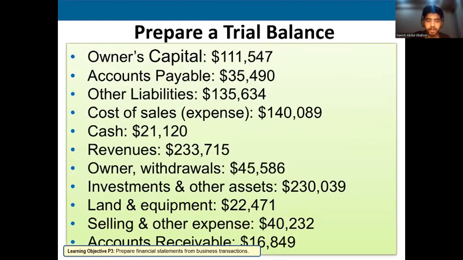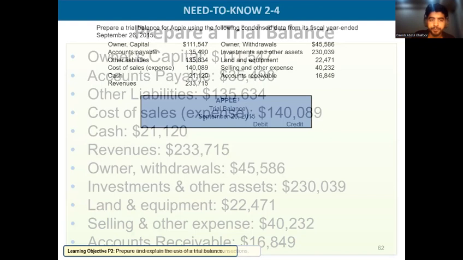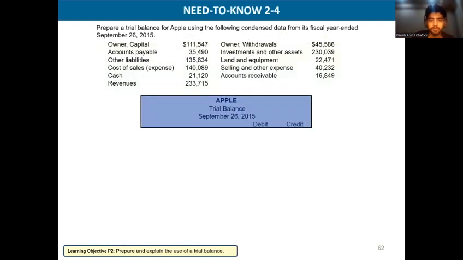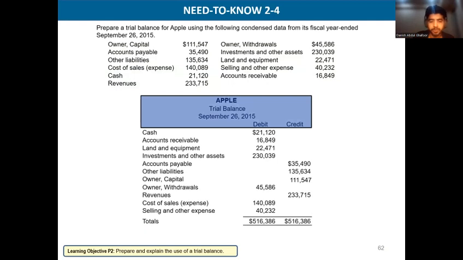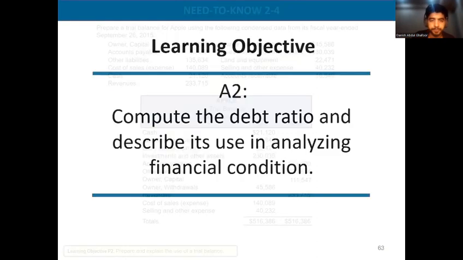So, prepare a trial balance. This is the example. You can take the amounts from here and make the trial balance. These are the amounts given. This is the exercise for you guys. You have to make the trial balance. What we have to see is that the total of debit and credit is equal. It means we are going very much right. Your trial balance is good.